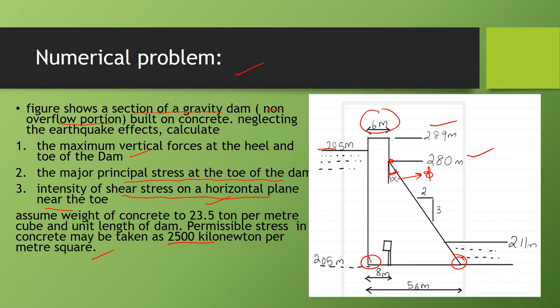The slope of the downstream face is given as 2 horizontal to 3 vertical, the tail water level is at 211 meters, and the base of the dam is at 205 meters. There is also a drainage gallery given at 8 meters from the heel, and the total width of the dam is 56 meters.